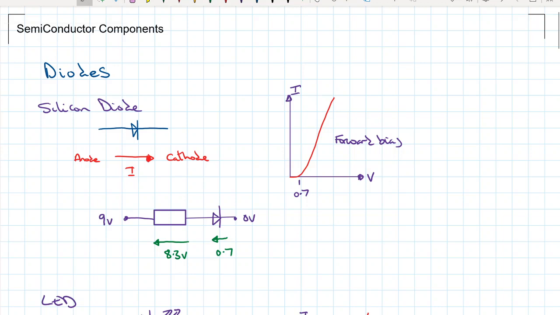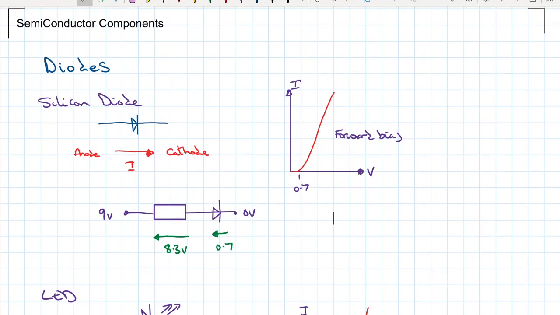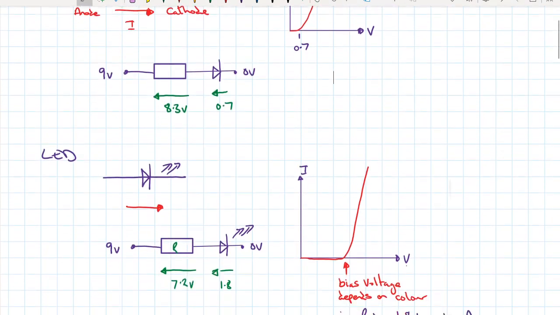So if we look at it on this circuit here, if it takes 0.7 of a volt to conduct, there'll be 0.7 of a volt across here, which means then there'll be 8.3 volts across our resistor. Okay, quite useful for, well, I'll leave you to work that out. It's only a short video.